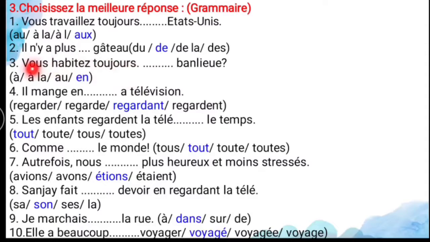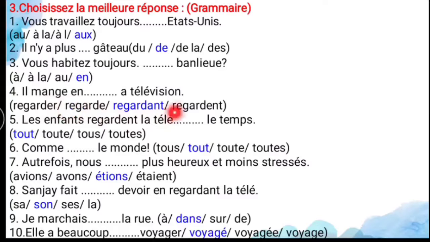And the third one is "Vous habitez toujours dash en banlieue." So you have to use the preposition en only. So, you always live in the banlieue. Banlieue is a suburb.